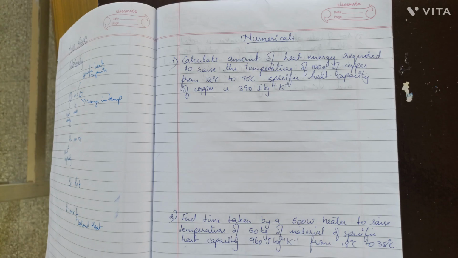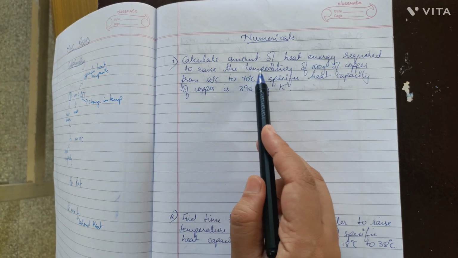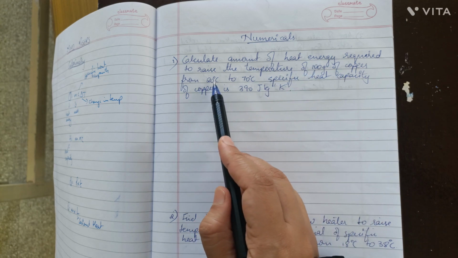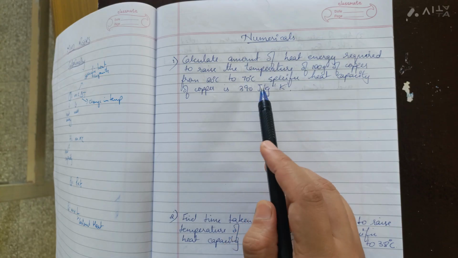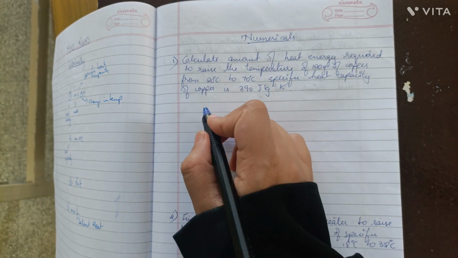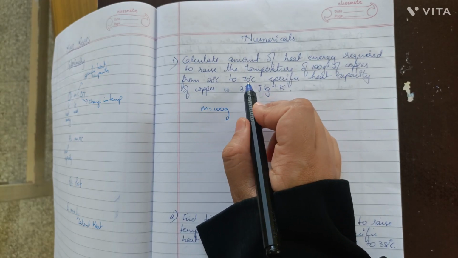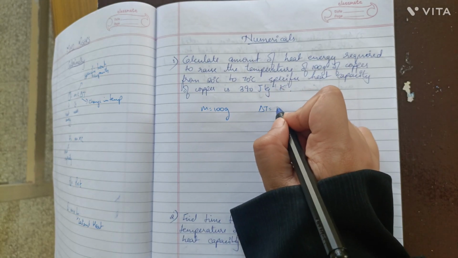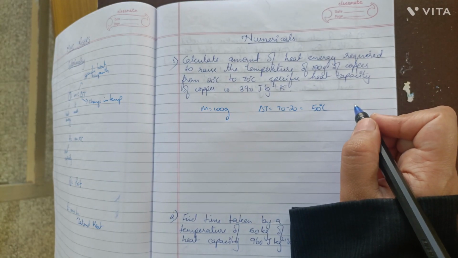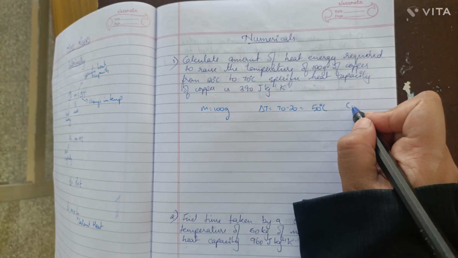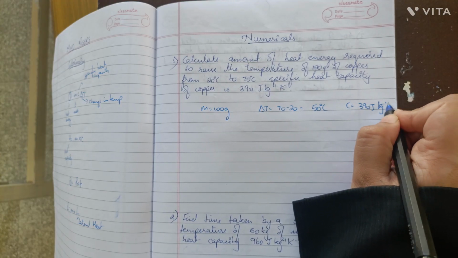See, now starting off with the numericals, let us read this question. Calculate the amount of heat energy required to raise the temperature of 100 gram of copper from 20 degrees to 70 degrees Celsius. Specific heat capacity of copper is given to us. So always write down the given data. Mass is 100 grams. It is required to raise from 20 to 70 degrees Celsius. So the delta T is 70 minus 20, which is 50 degrees Celsius. And then we have the specific heat capacity of copper.